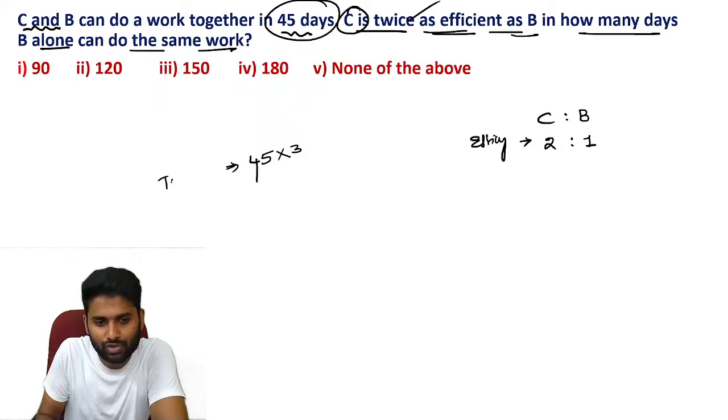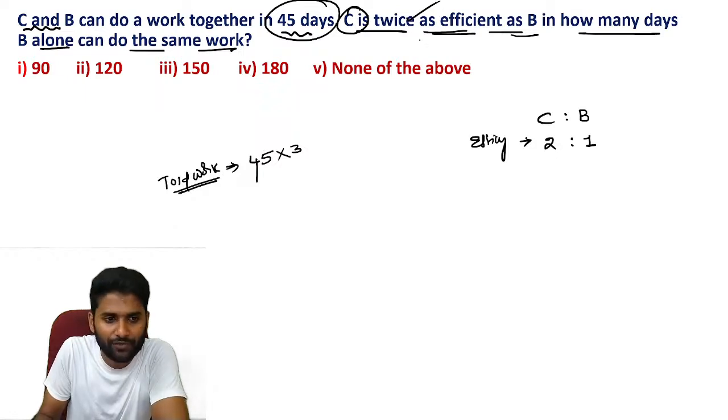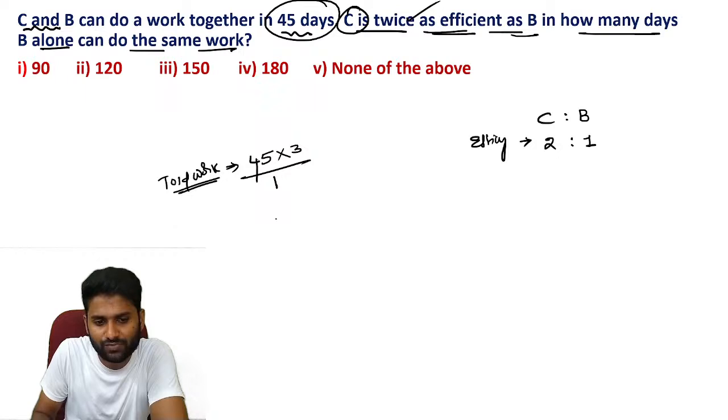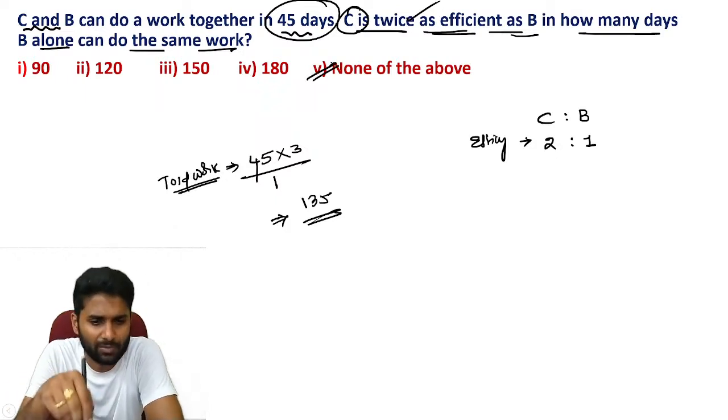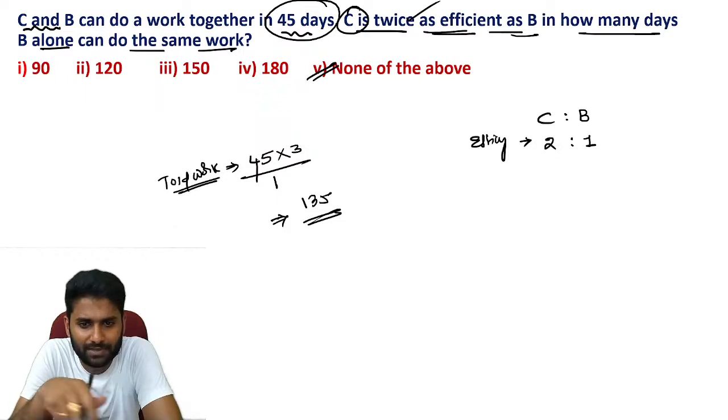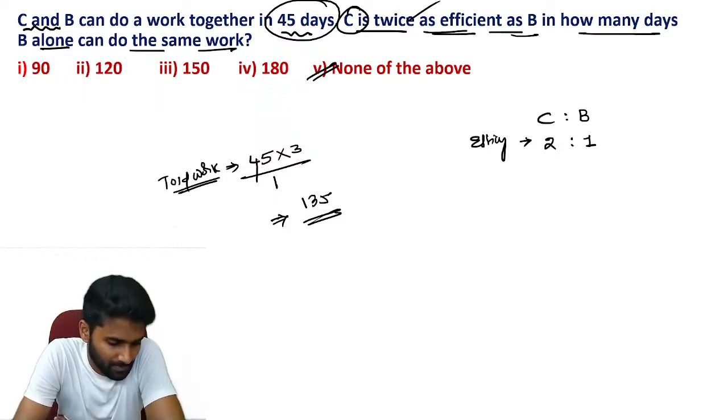So this is the total work. Now the question: if you assign this total work to B alone, how much time does it take? B's efficiency is 1 unit. So B takes exactly 135 days. That's your answer. So none of the above, because you can't see that option, right? Is it clear?